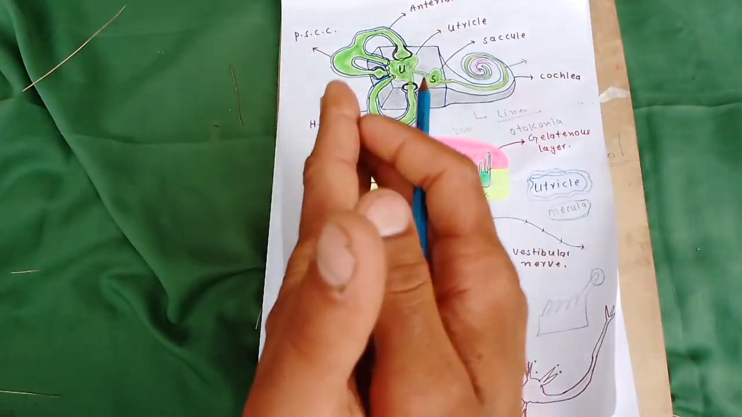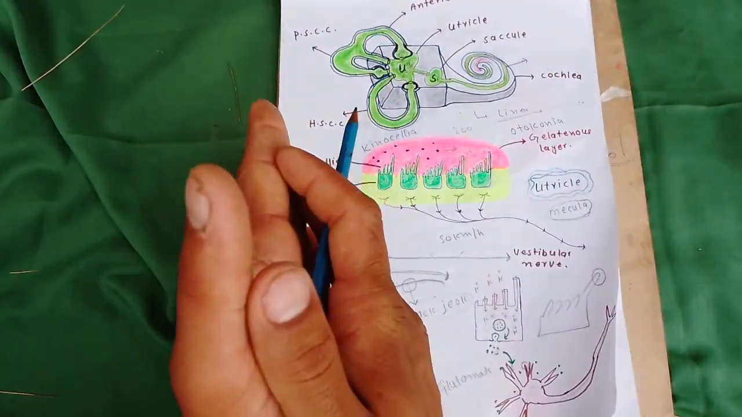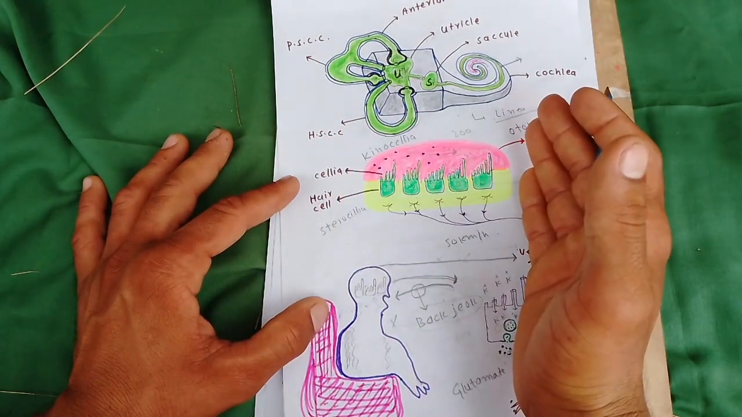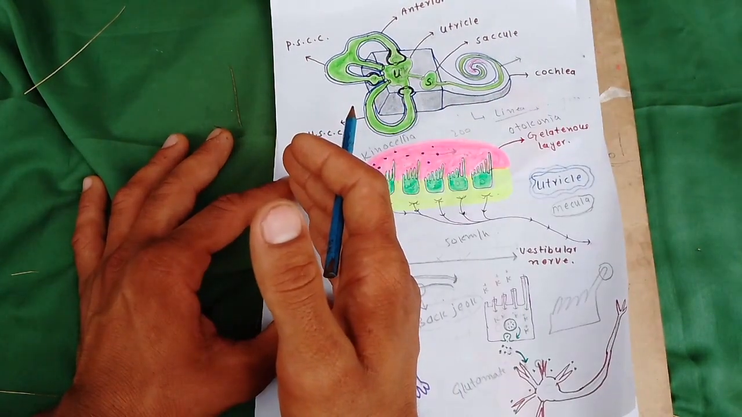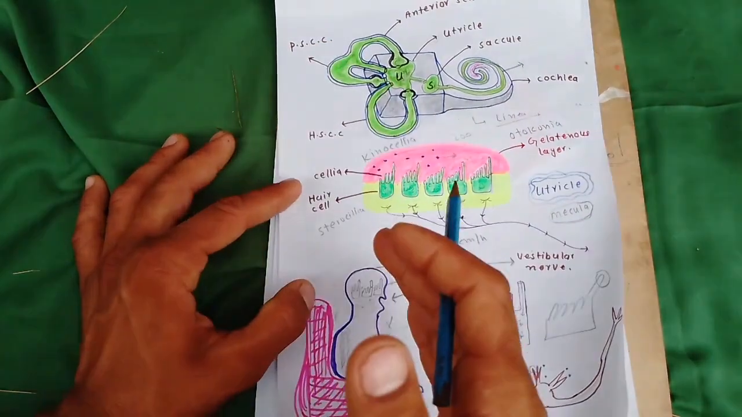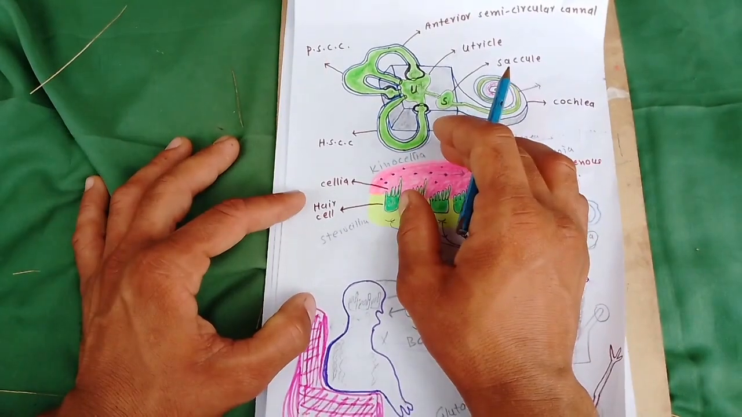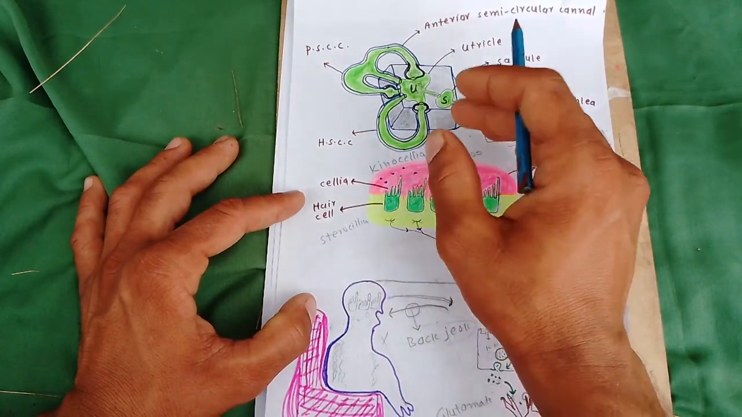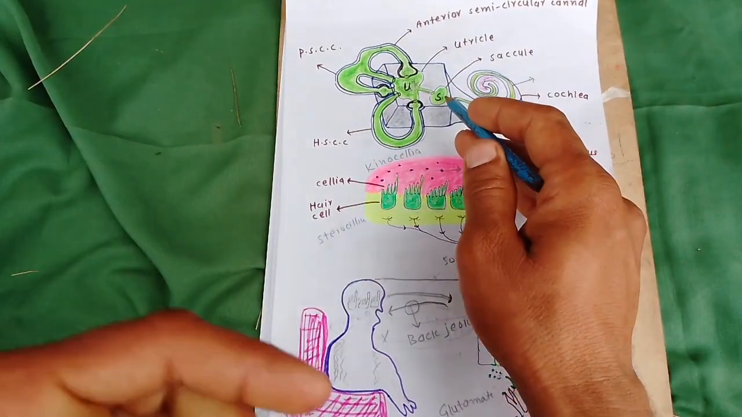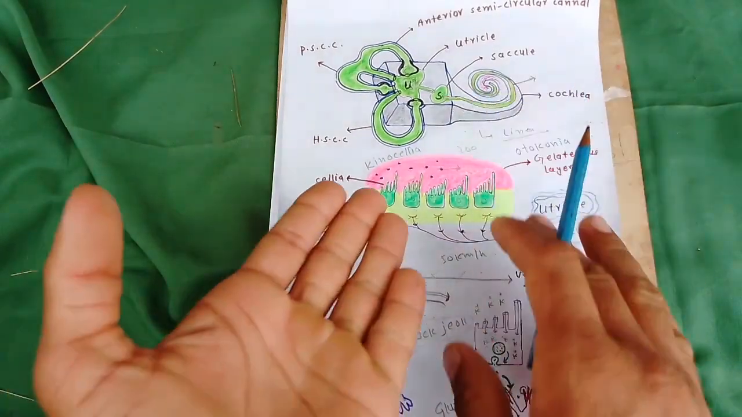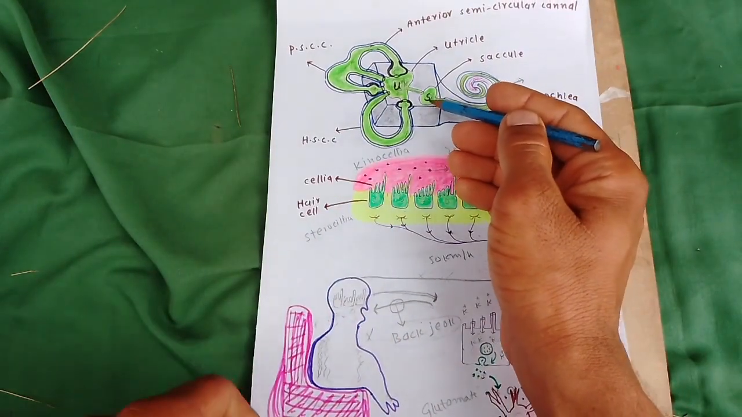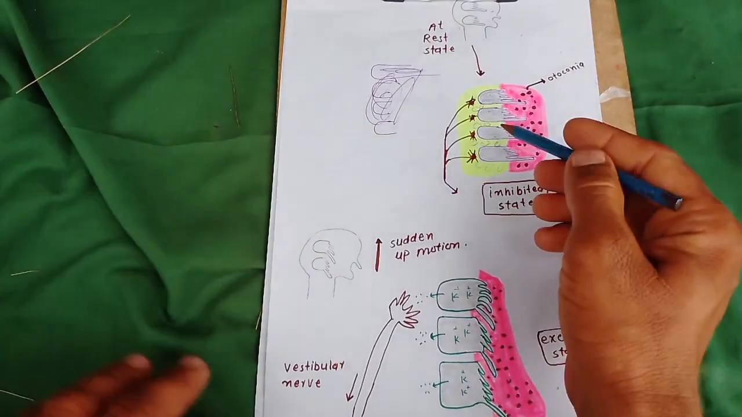for the maintenance of posture and the equilibrium of the body during forward acceleration, backward acceleration, and right and left acceleration. When any disturbance is produced in these, it is corrected by the utricle. But any disturbance in the upward motion or downward motion of the body is controlled by the saccule. So this is the saccule.